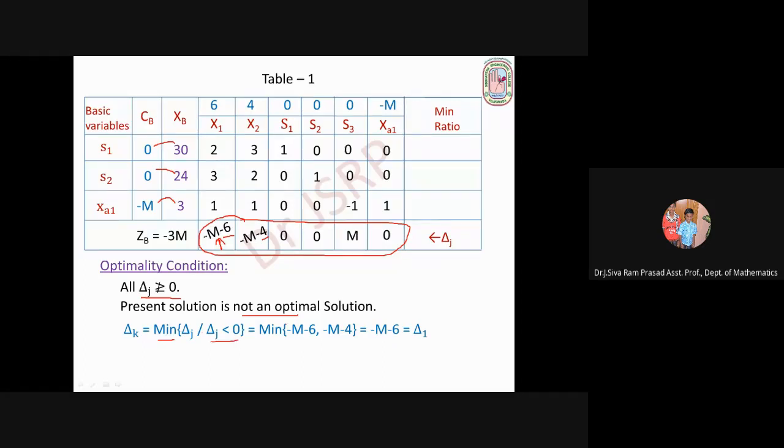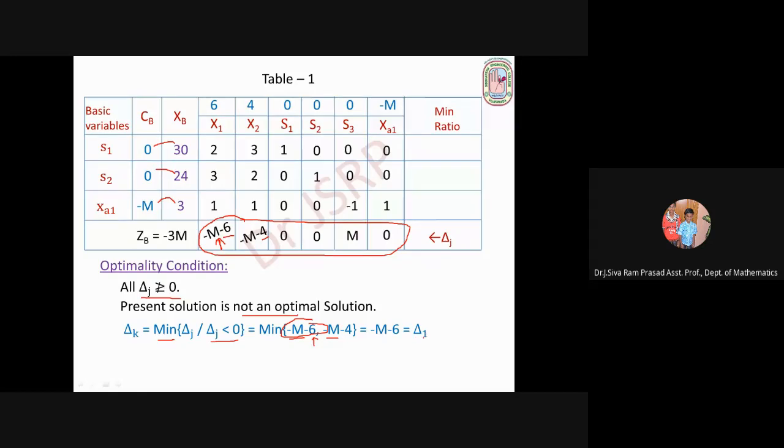That is the minimum of minus M minus 6 and minus M minus 4. And this is a positive value, you need not consider it. So here the M coefficient is minus 1, the same in both. So in that case only you consider this value. So this is minus 6, minus 4. Among these two, the minimum is minus M minus 6.